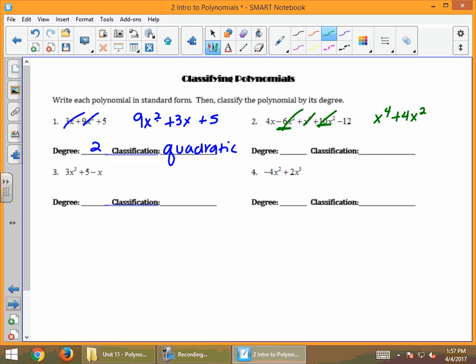What's the next biggest one? 4x. Very good. And then what's going to go last? Minus 12. Perfect. And make sure the sign follows the number. The negative is still going to go in front of the 12. The 4x is positive, so a plus sign is going to go in front of the 4x. Make sure the sign follows the term. Okay. Well, what's the degree? 4. Good. And if it says a degree of 4, how would we classify this?